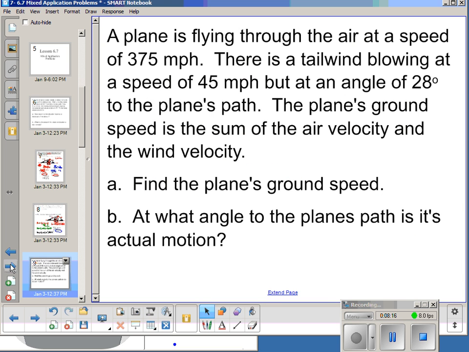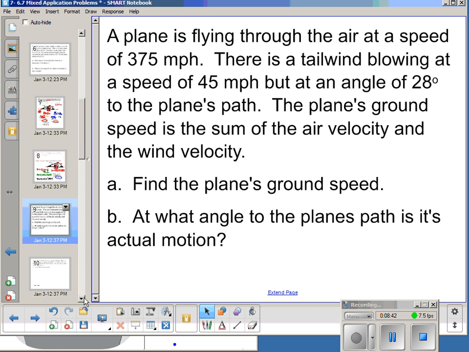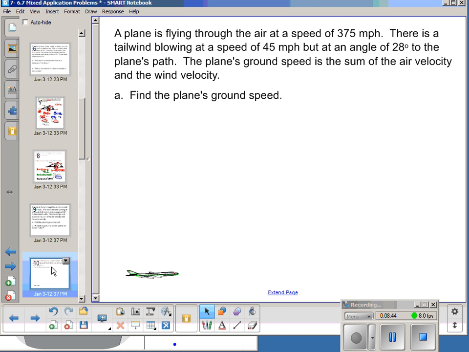Okay, let's try another problem. So now we have a plane flying through the air at a speed of 375 miles per hour. There's a tailwind blowing at a speed of 45 miles an hour, but at an angle of 28 degrees to the plane's path. The plane's ground speed is the sum of the air velocity and the wind velocity. So how fast the plane is moving, and you add that to how fast the wind is moving. But you're not just going to add the two velocities because of the degree between them. So this is a problem for vectors. So I need different vectors. And I know that because they're not going in exactly the same direction. If you're going in the same direction, you can just add your two speeds, but we are not.